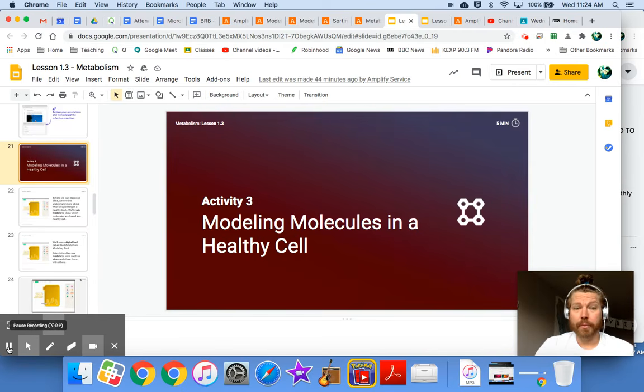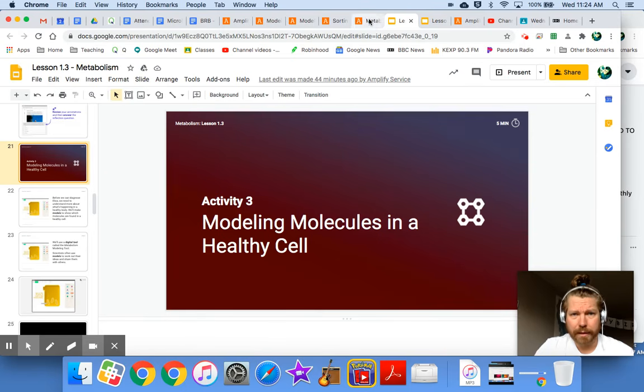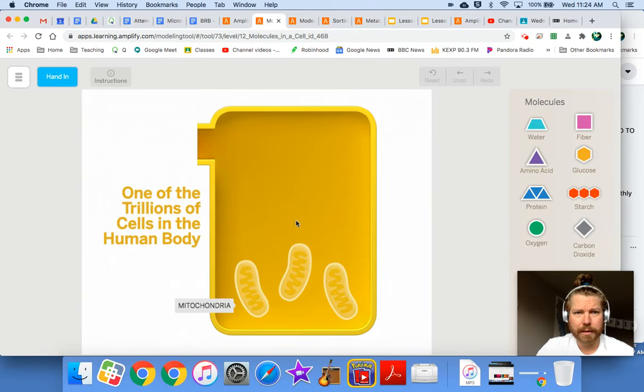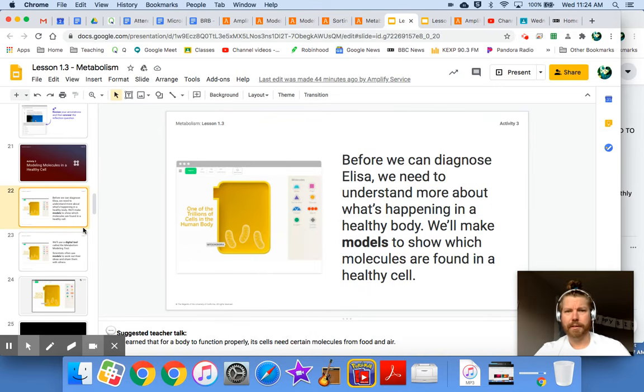The next thing that we are going to do is model a healthy cell and model the molecules that we would expect to find in a healthy cell. So in Amplify, you are going to click on this, 1.3 Molecules in a Cell. This is activity 3. And it looks like this is what should pop up. The slides say, "Before we can diagnose Elisa, we need to understand more about what's happening in a healthy body. We'll make models to show which molecules are found in a healthy cell."